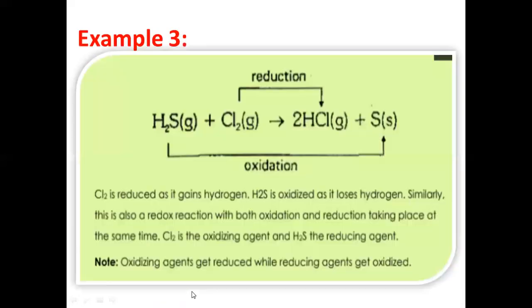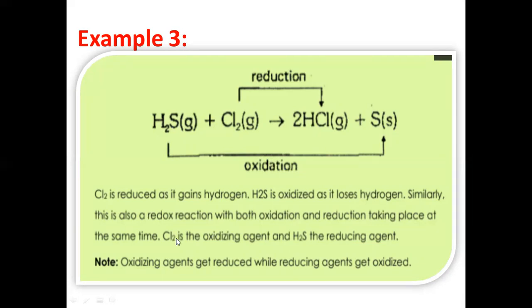Example number 3, reaction of hydrogen sulfide with chlorine gas, which will give hydrochloric acid and metallic sulfur. So you can see that in this case, hydrogen sulfide is oxidized as it loses hydrogen atom, and loss of hydrogen is called oxidation, while chlorine gains the hydrogen atom.